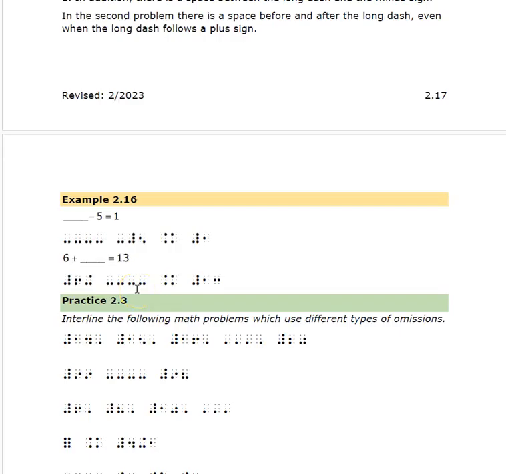Okay. In the next example, 2.16, we have a blank minus 5 equals 1. So they use this blank symbol because that's what's in print. So the 3, 6, 4 times.